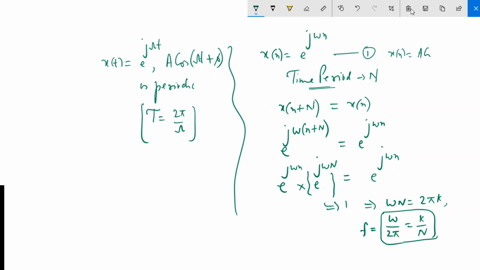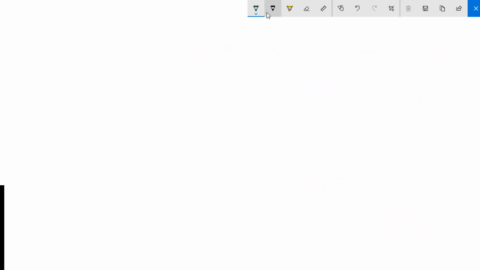x[n] is equal to a cos(omega n plus phi). Again, this will be periodic if and only if its frequency is the ratio of two integers. If the frequency is not the ratio of two integers, it is not going to be a periodic signal. So discrete time signals may or may not be periodic, depending upon whether the frequency is the ratio of two integers or not. Okay, let us take an example.